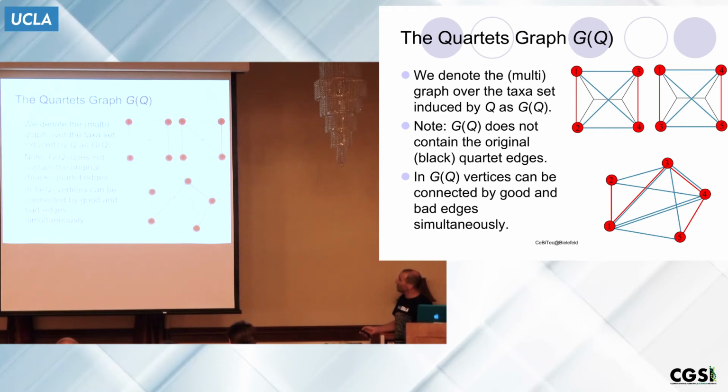And notice that in G of Q we don't have these original edges. These are the evolutionary edges. But nodes can be connected by good and bad edges simultaneously, like here or here. We have good and bad edges.